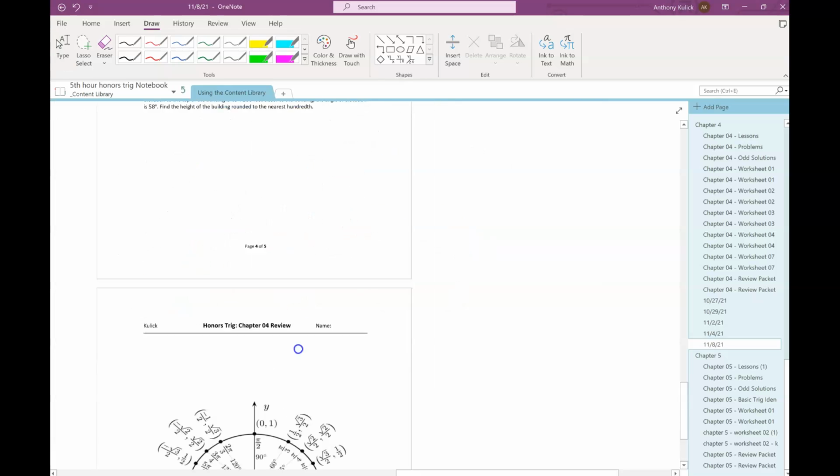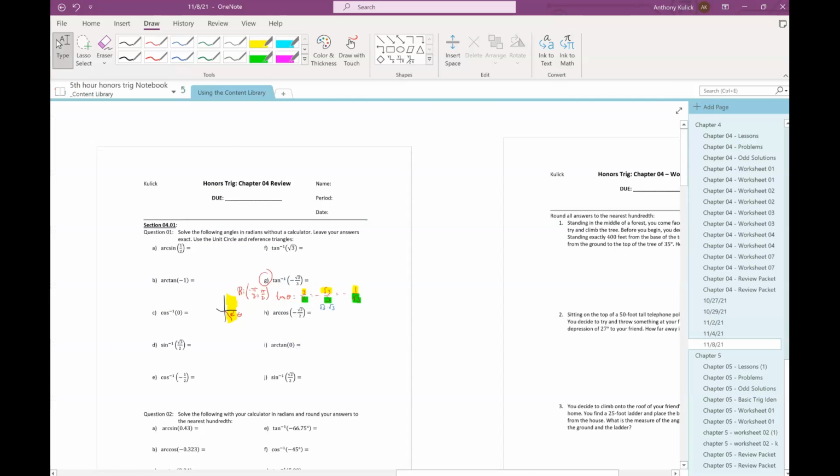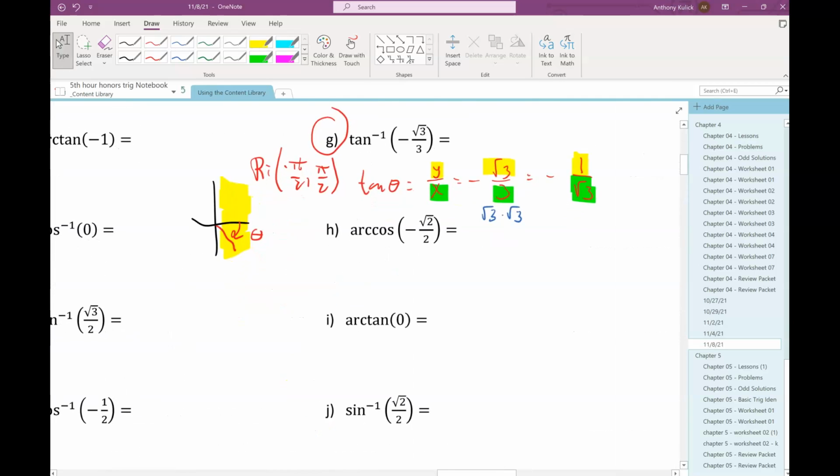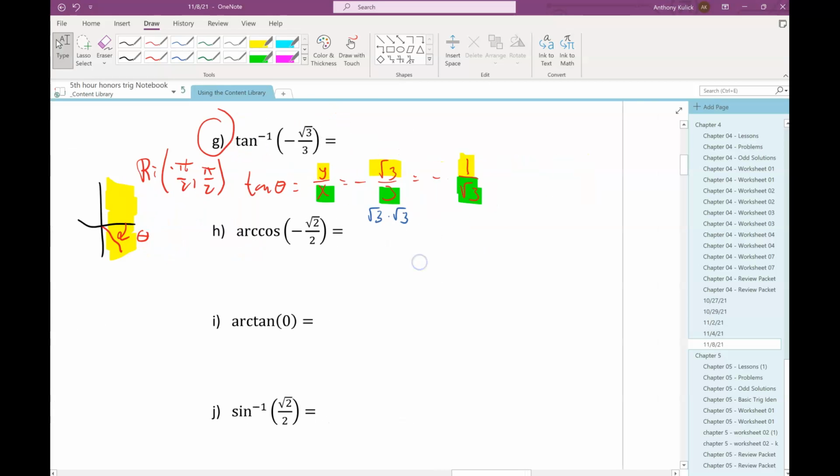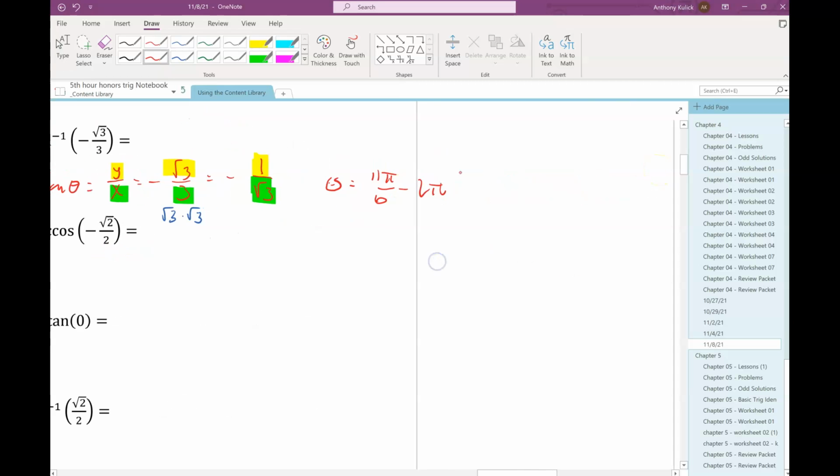But remember that this should be in the fourth quadrant, or needs to be between negative pi over 2 and positive pi over 2. So that is certainly too big. So I just need to find something coterminal to it that's smaller. So if I subtract 2 pi, I'm good. Everybody, Mackenzie, are you okay with that?